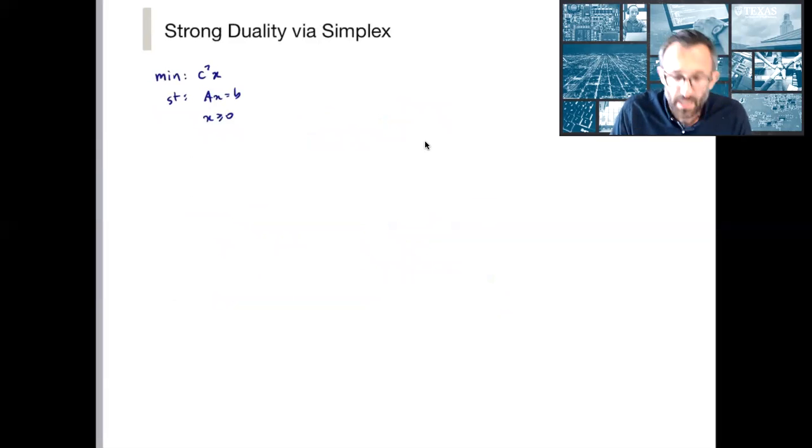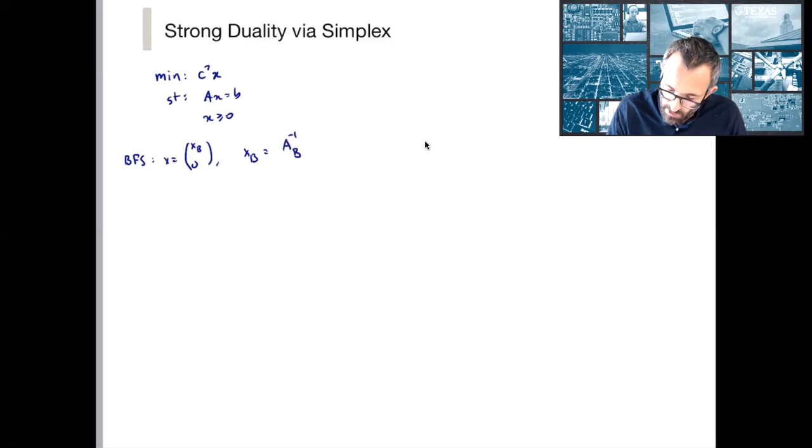The simplex method goes from basic feasible solution to basic feasible solution. BFS, basic feasible solution. Remember, this is something of the form X equal to (X_B, 0), where X_B is equal to A_B inverse times B, with A_B the columns of A indexed by B, where B is a subset of the indices 1 through n of size m.